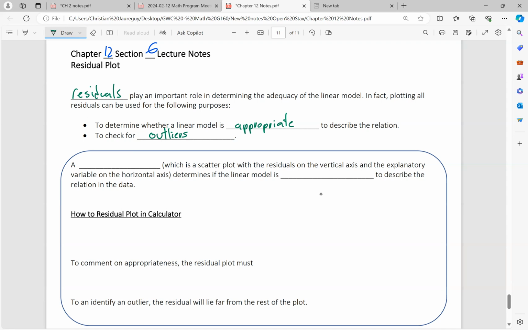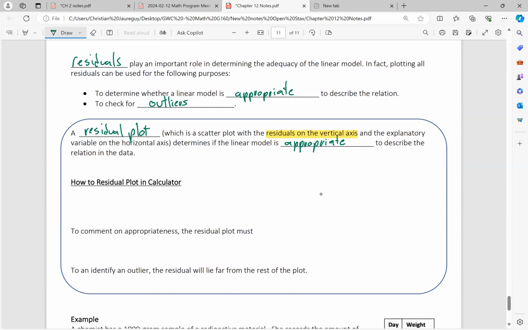A residual plot, which is something we're going to learn how to make, is a scatter plot, but on the y-axis we have the residuals instead. So on the vertical axis we have residuals, and we keep the x-axis the same. It determines if the linear model is appropriate, and describes the relation to the data.